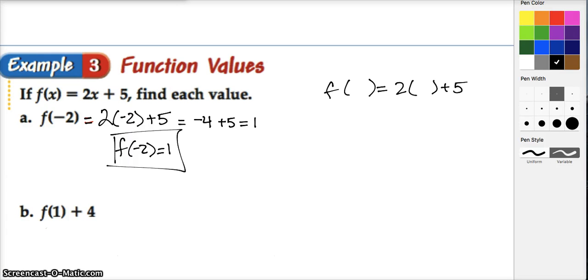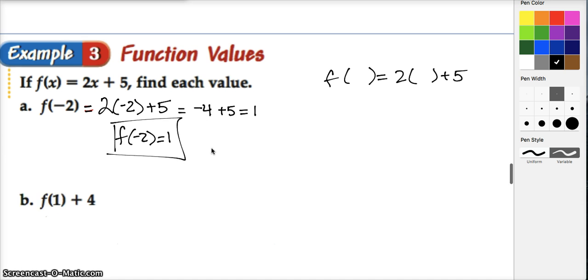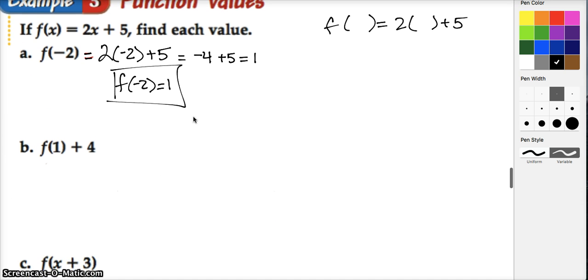All right, so we're back looking at section 4.6, and remember we started off by discussing this concept of function notation. We were in the middle of example 3 when I decided that we should give this a break and move on to another video so we can get a little bit more time. So here we are with f of 1 plus 4. Basically what this says is figure out what the value of this function is at 1 and then add 4 to it. So I'm going to do that right now.